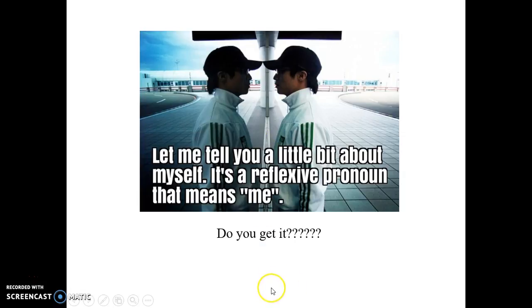All right, just a little cartoon. Let me tell you a little bit about myself. It's a reflexive pronoun. That means me. Do you get it? Justin just groaned.